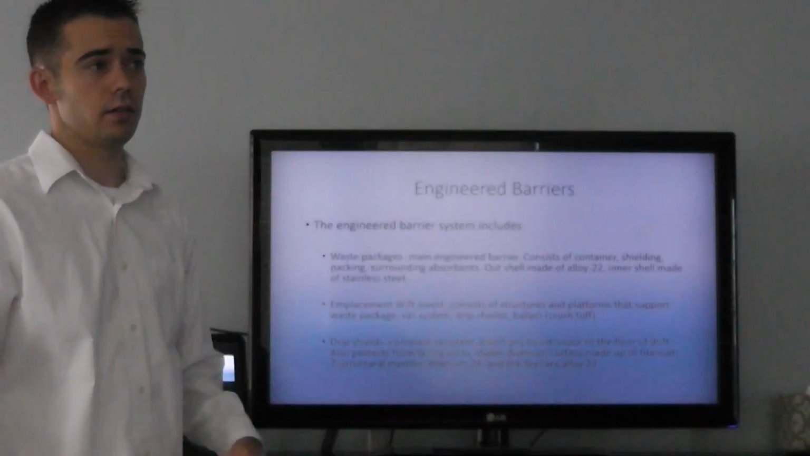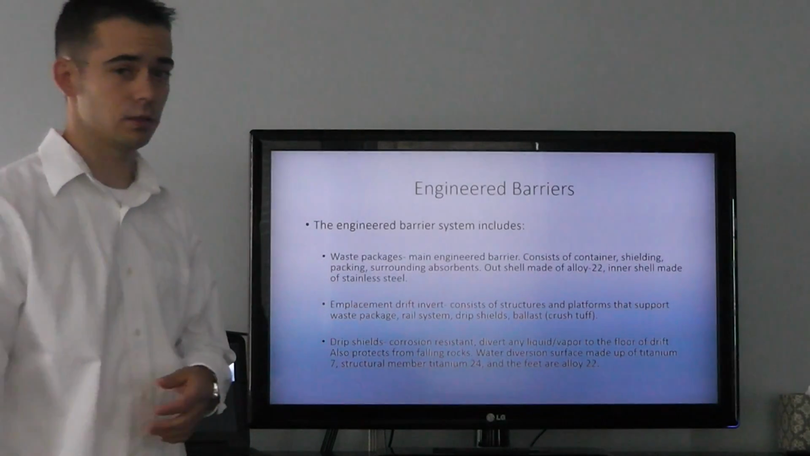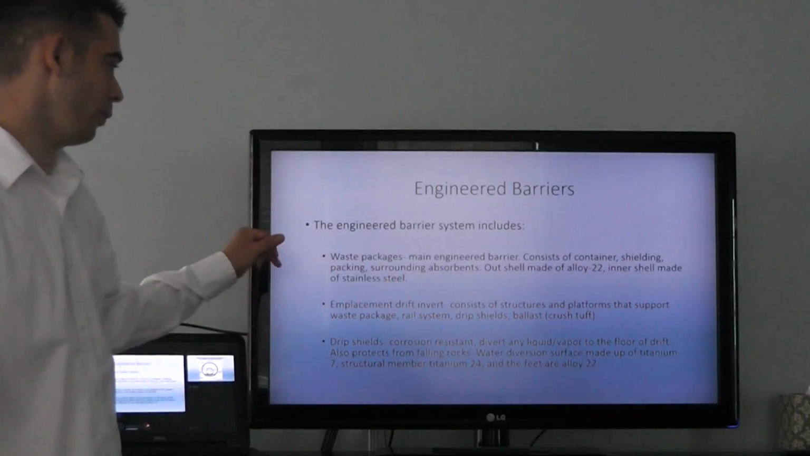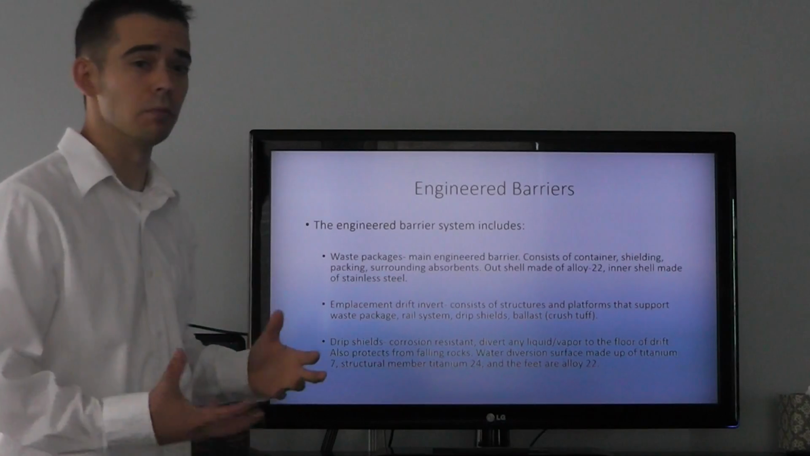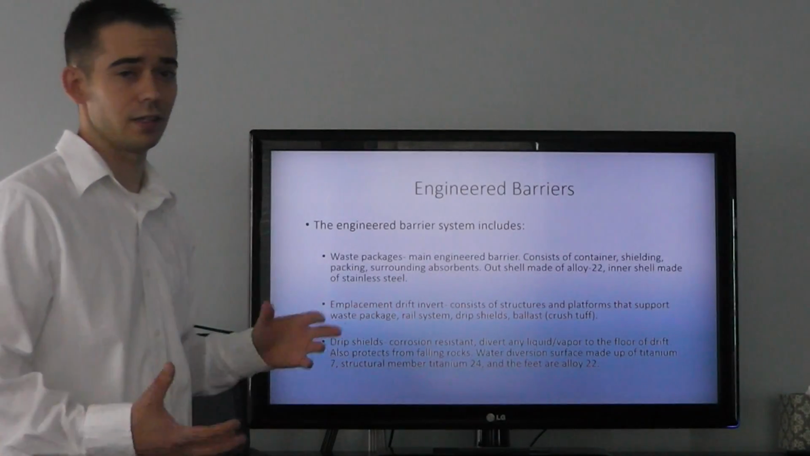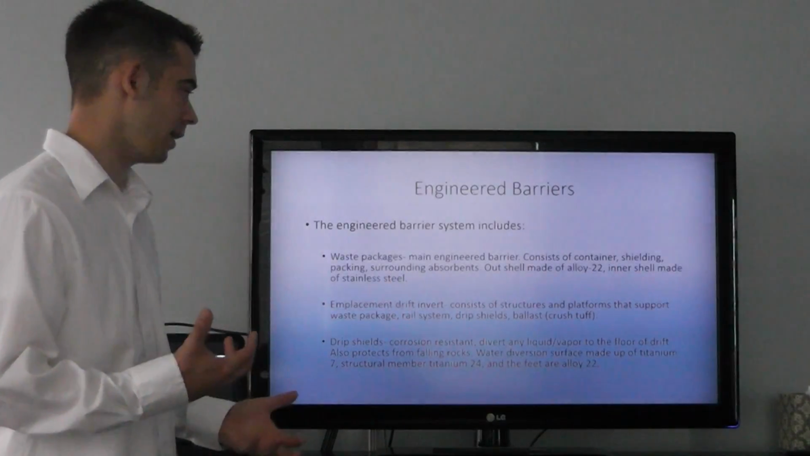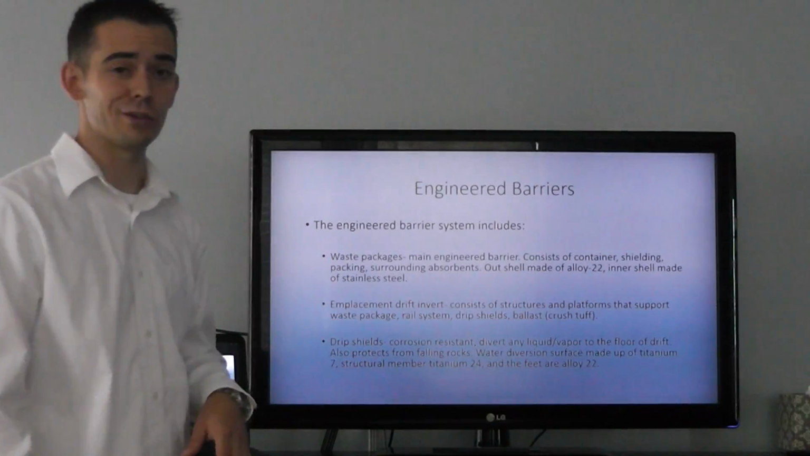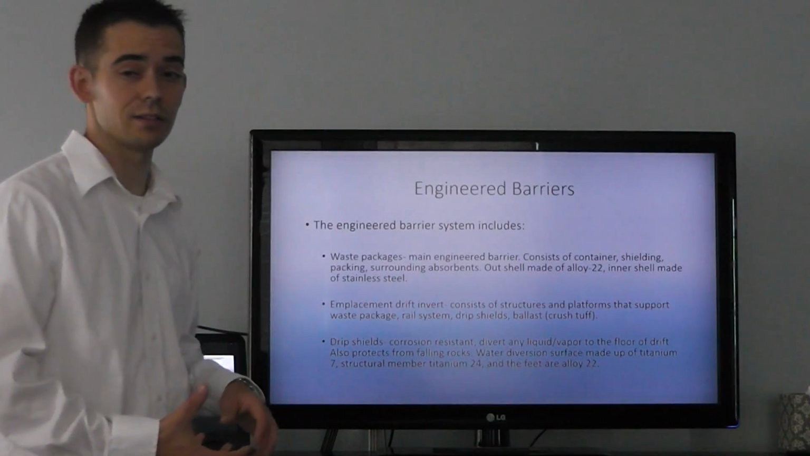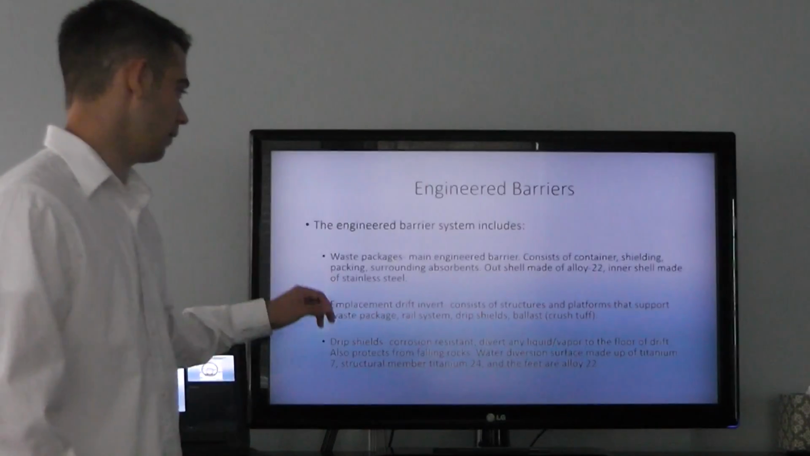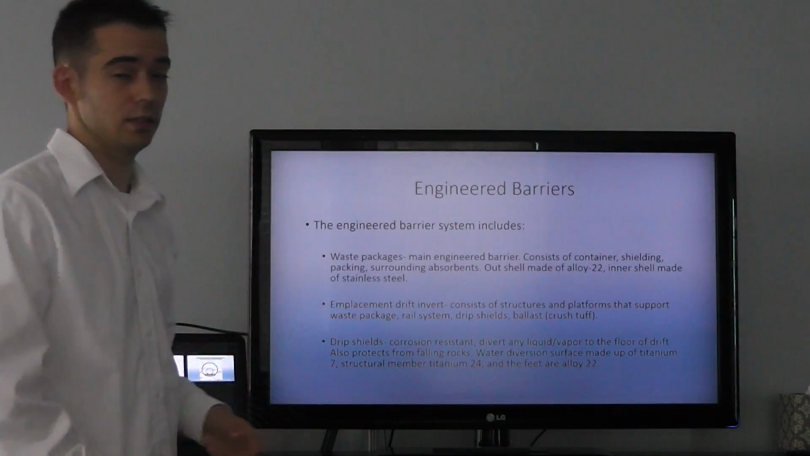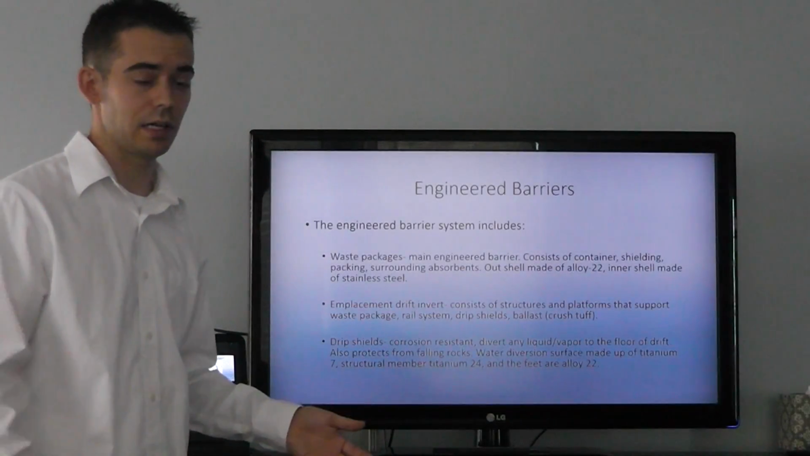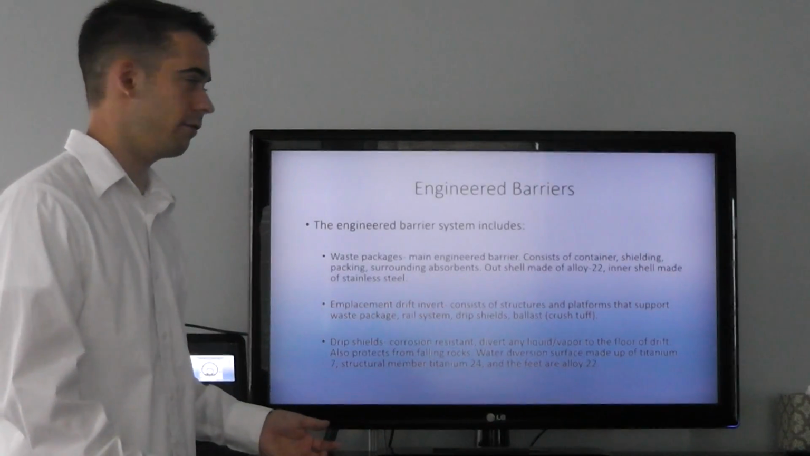The engineered barriers consist of three different things: the waste packages themselves, the emplacement drift invert, and the drip shields. The waste package is your main engineered barrier. It consists of the container and any surrounding shielding, packing, and absorbents. The outside shell is made of alloy 22, while the inner shell is made of stainless steel. The main issue with the waste packages is how they're designed and what they're made of. They're only supposed to last approximately 10,000 years. They're supposed to eventually fail.